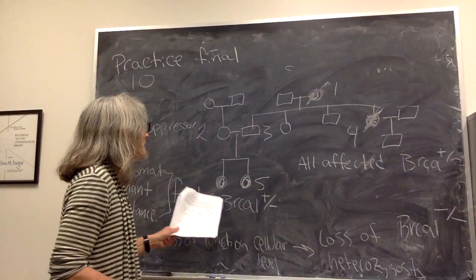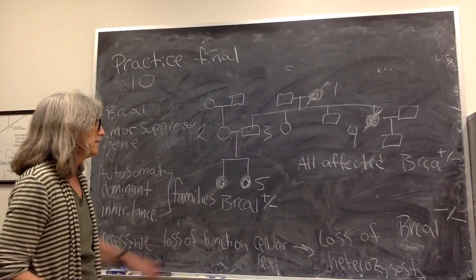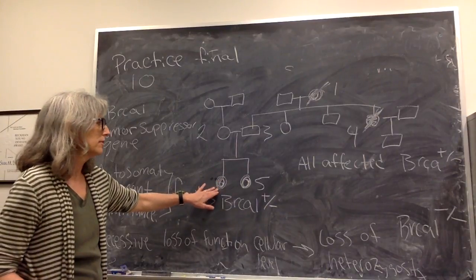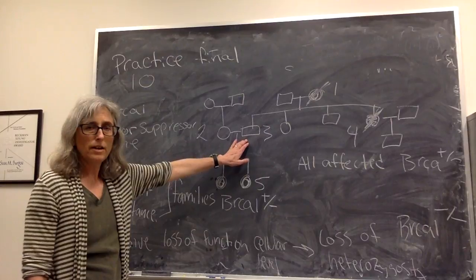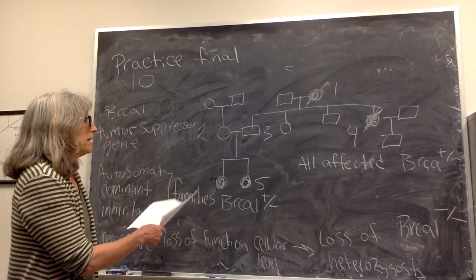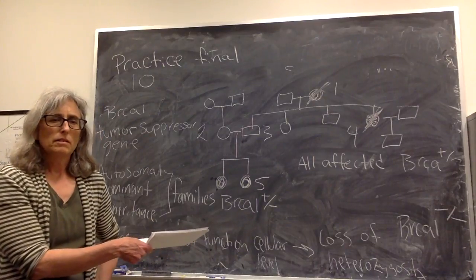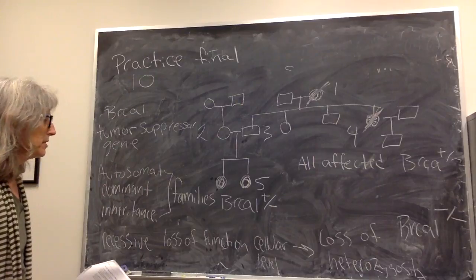Now she has these grandchildren, these girls here, who also got breast cancer. They haven't died because they don't have a slash through their circle, but we can see that they came from their father, number 3. So what can we infer about the genotypes of all of these individuals in this family tree?